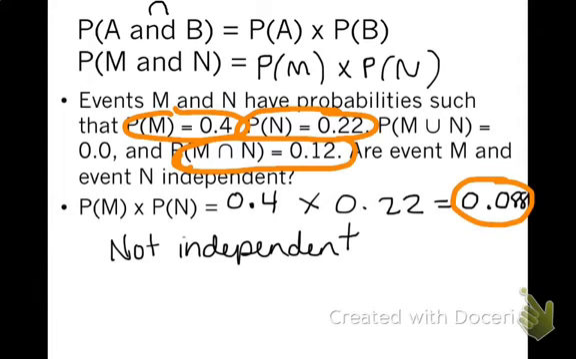Okay, so again, they are not independent because the probability of M and N is not equal to the probability of M times the probability of N. So that's a problem. So it's not independent.